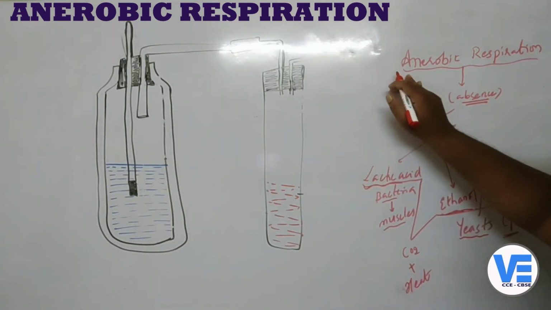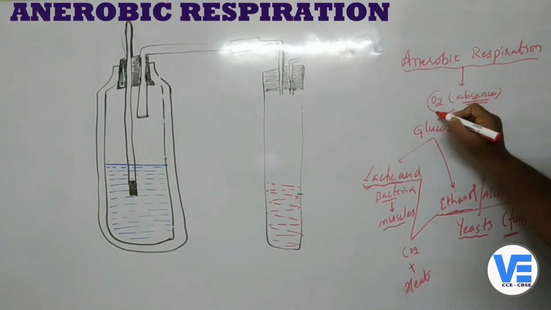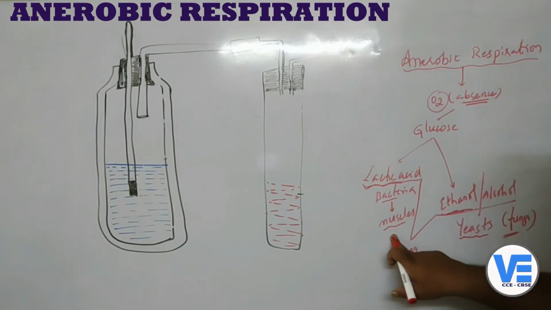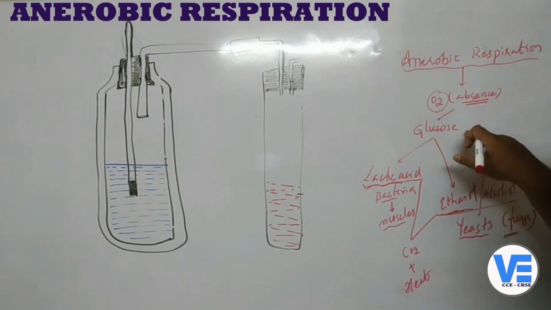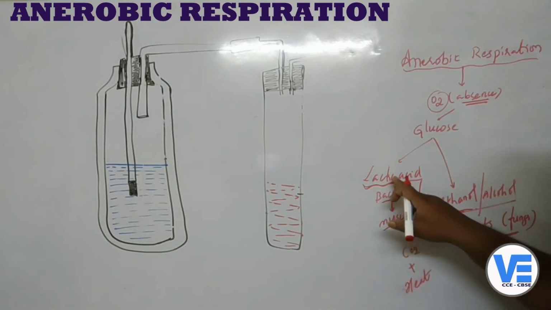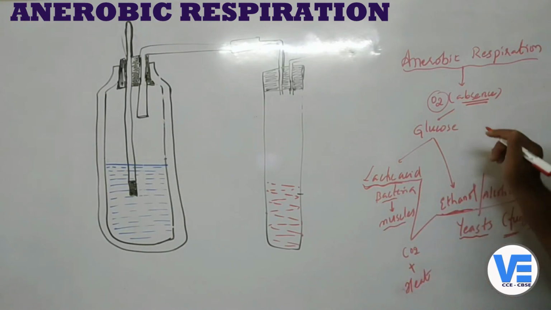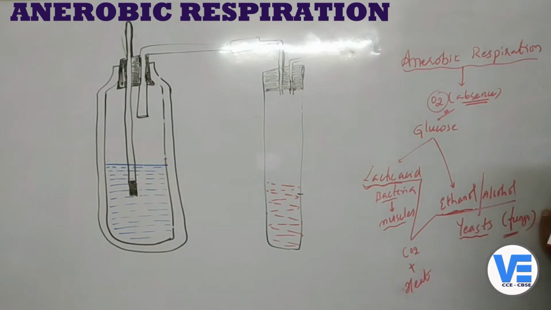So keep this concept in your mind. What is anaerobic respiration? Animals or muscles or bacteria or yeast take the glucose and convert it to lactic acid or ethanol in the absence of oxygen. That is what we call anaerobic respiration, right? In this process, carbon dioxide is released and at the same time heat is also released.